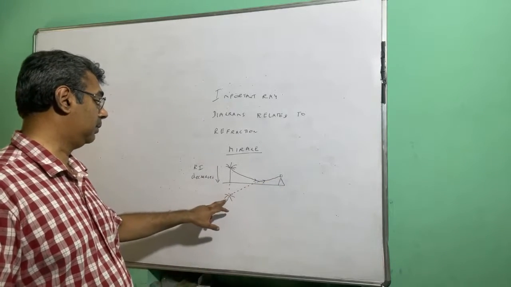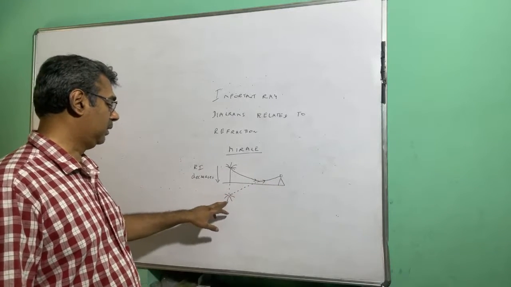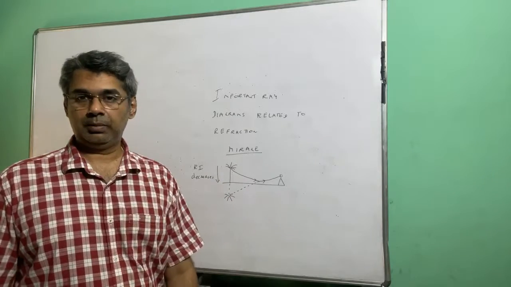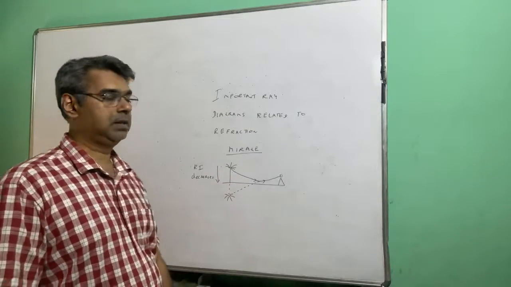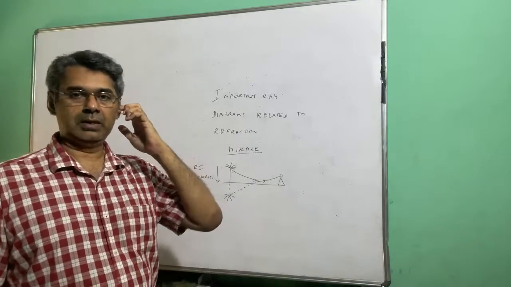If you retrace it, it appears to be coming from here. So this observer will think that this is the image of the tree. He will think that there must be some water body over here, and that is why he is able to see the image of the tree. So this phenomenon is known as a mirage.